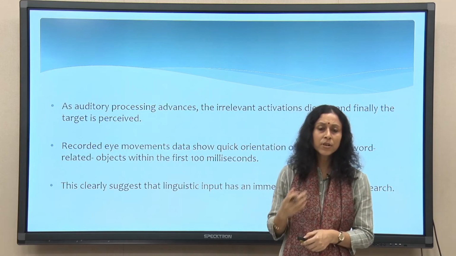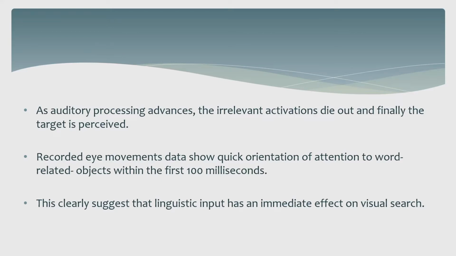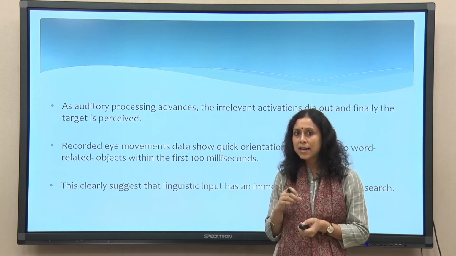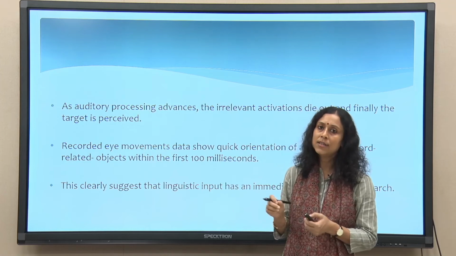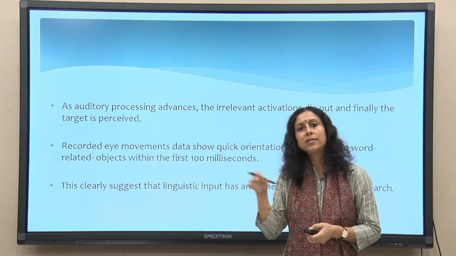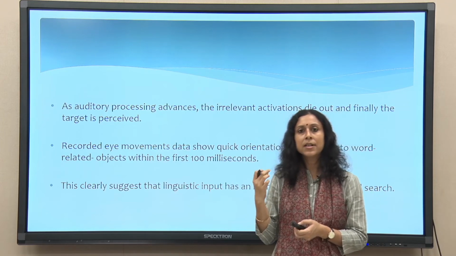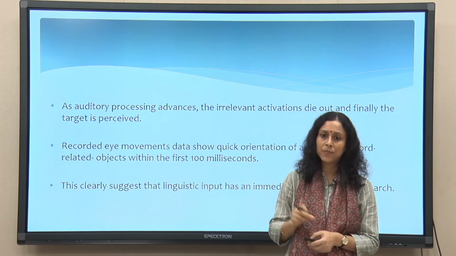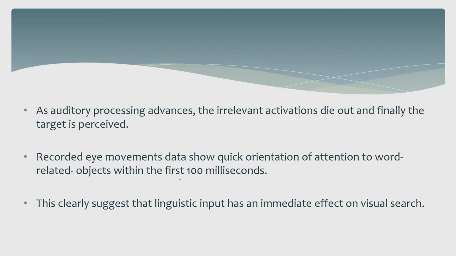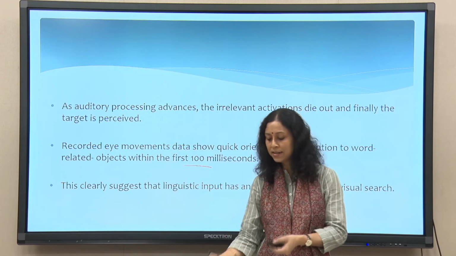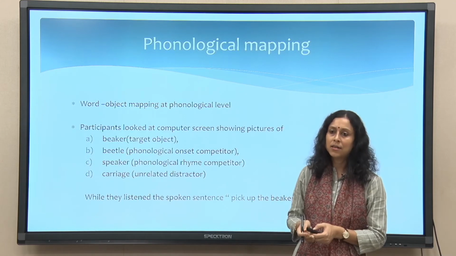Recorded eye movement data show quick orientation of attention to word related objects within the first 100 milliseconds. 100 milliseconds is a remarkably short span of time. The moment we hear cat, our eyes already scan the display, if it has these three words cat, cab and carrot and a distractor like a bottle, let us say. The eyes have already scanned all the three possible objects. By the time the auditory input reaches the final phoneme of cat, the eyes come back and settle on the actual object. This is how quick our orientation of attention really is. This clearly suggests that linguistic input has an immediate effect, in terms of 100 milliseconds, on visual search.